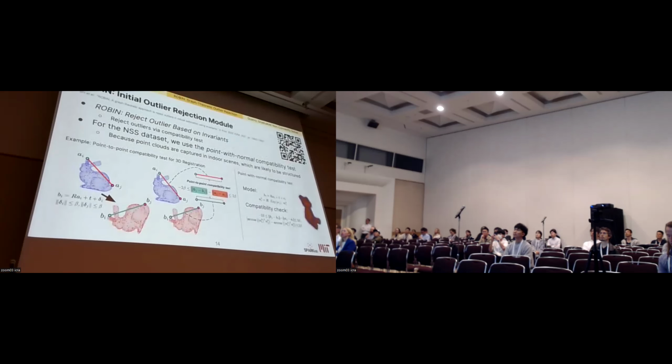More about ROBIN. ROBIN is a graph-theoretic approach to reject outliers in robust estimation problems, produced by Jingnan Shi from our lab. It uses invariance to check compatibility among subsets of measurements and creates a compatibility graph. ROBIN then rejects outliers by computing a max clique on the compatibility graph. In our case, we use a point-with-normal compatibility test because this is an indoor environment. This checks that the distance between points and also the angle between point normals are invariant under rigid transformation.